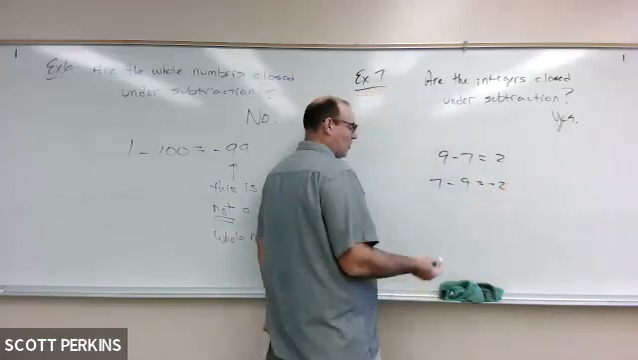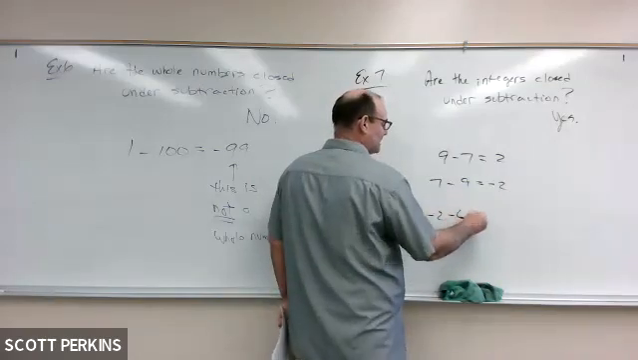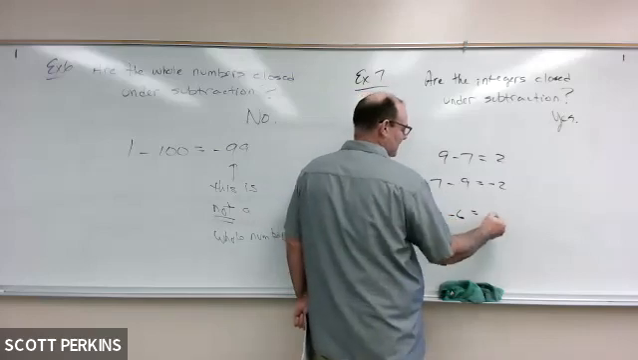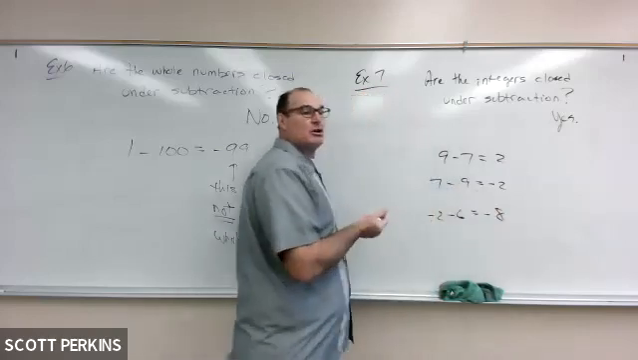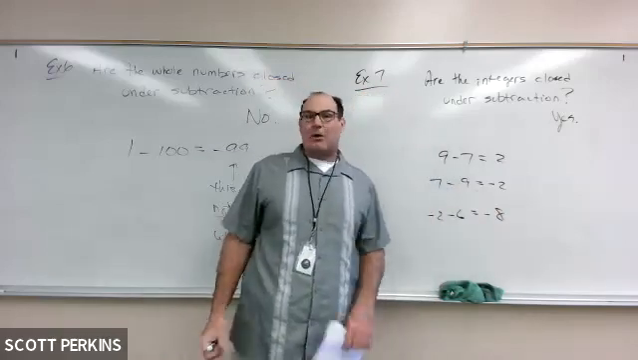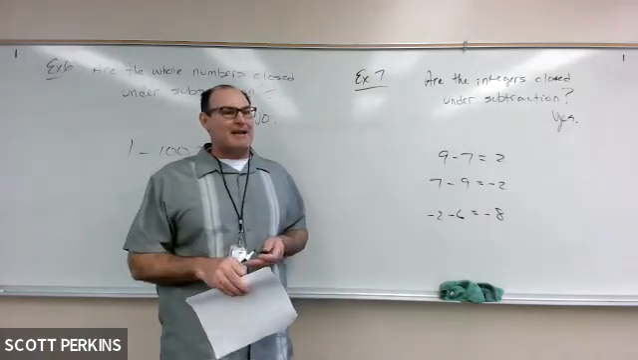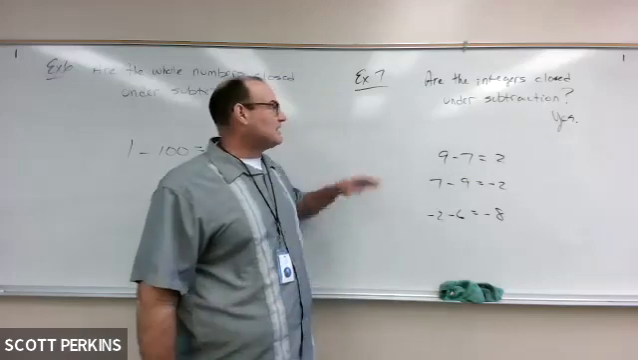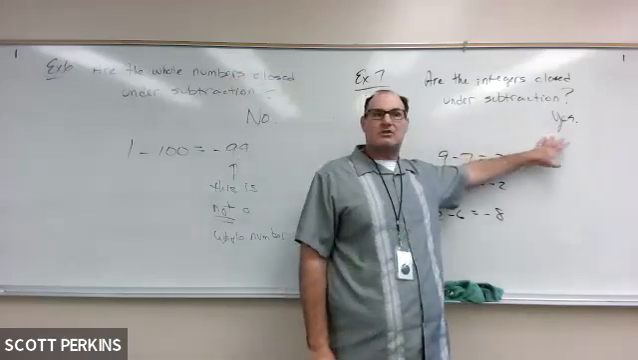Let me just try a couple more. If I have -2 minus 6, maybe you need your calculator for this. -2 minus 6 is -8. That's an integer. So it looks like no matter what two integers I pick from that large set, when I subtract, I'm always going to get an integer. And that is indeed true. So that is a closed set.